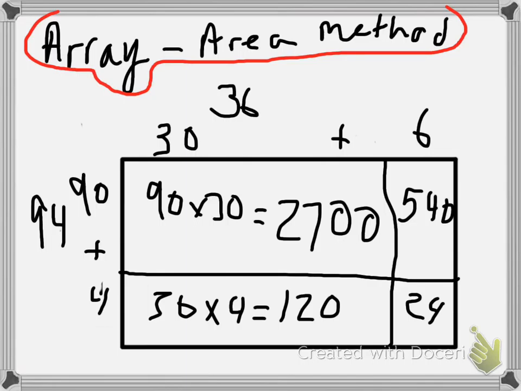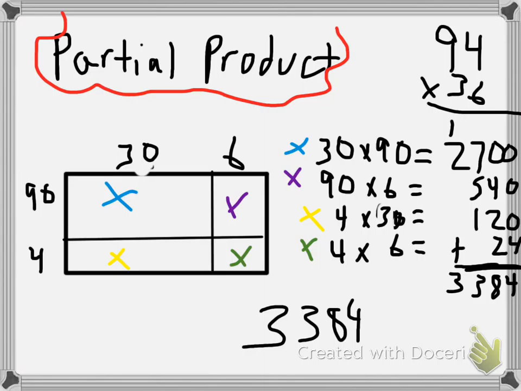So I just broke it down into 90 times 30, which is equivalent to 2,700. And I broke it down into 6 times 90, which gave me an answer of 540. And I broke it down into 4 times 30, which is 120, and 6 times 4, which is 24. And then I brought this array method over to help you learn about partial product, because they correlate together, and it's nice to have a visual aid.